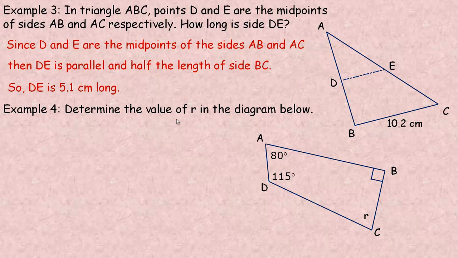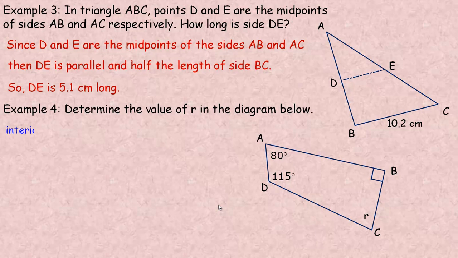Example number 4 says determine the value of r in the diagram below. Another question you'll see on the EQAOs a lot is you've got a polygon with, in this case, 4 sides, and you're told 3 of the angles. So you'd have to be able to find out all the angles but the one you want to find. So here's an 80, 115, and of course that's 90. Don't forget about the 90 here. And we're trying to find this angle r.